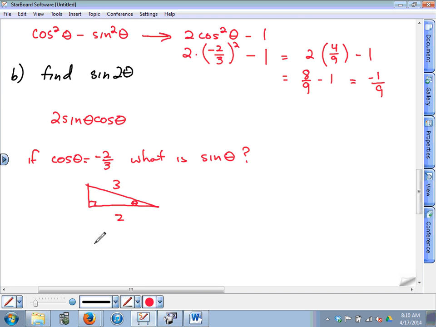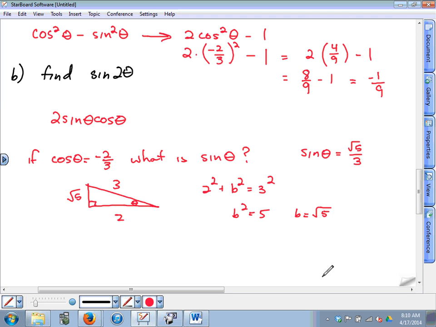Yeah, so this unfortunately isn't one of those Pythagorean triples. So we're going to have to go through the Pythagorean theorem. A squared plus b squared equals c squared. 2 squared plus the unknown value b squared equals 3 squared. If you take 4 from 9, then b squared equals 5. So b is equal to the square root of 5. The definition of sine then is opposite over hypotenuse, so it's the square root of 5 over 3.